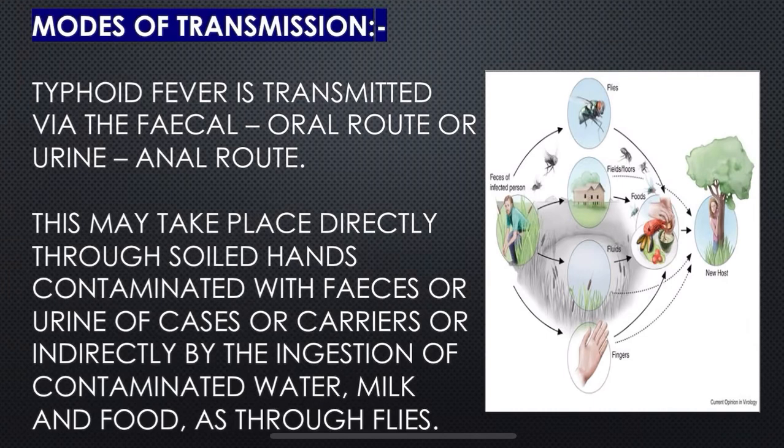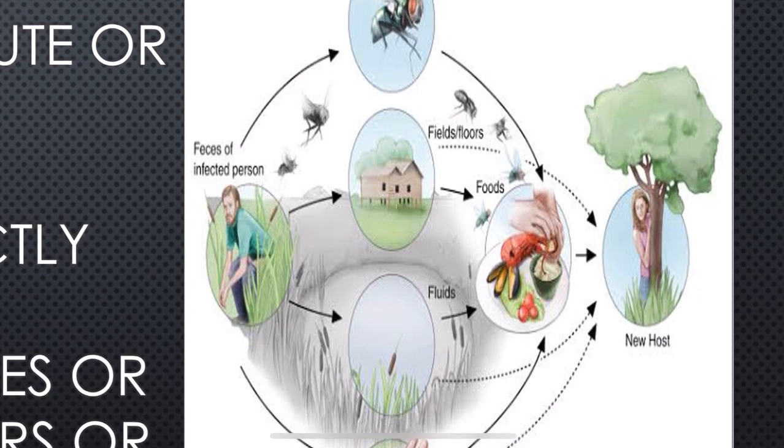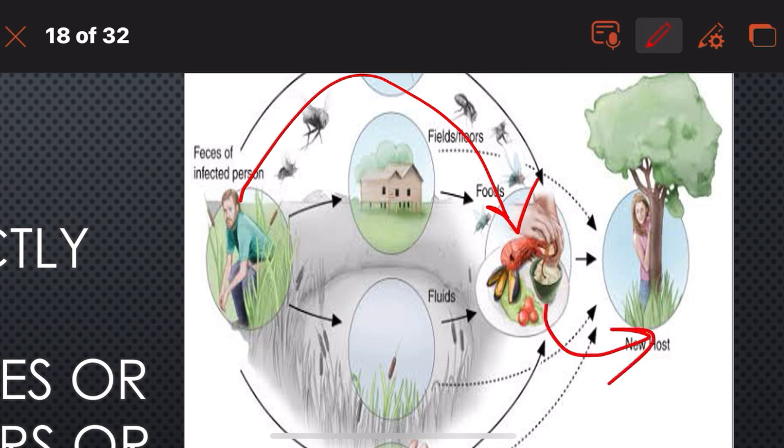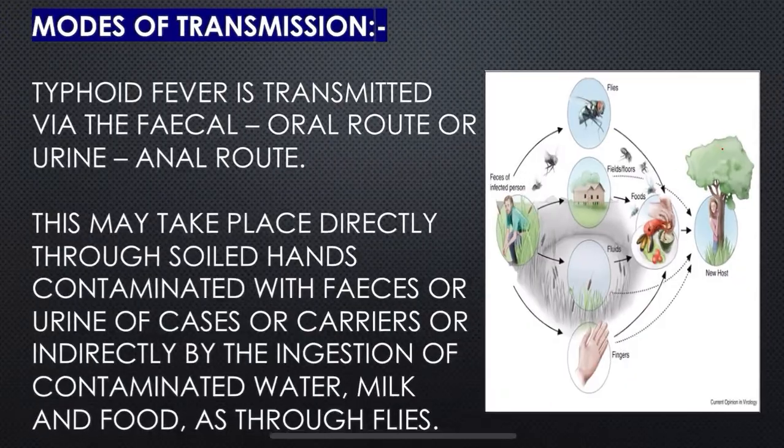The urine of cases or carriers can cause the direct infection, or it can also occur indirectly by the ingestion of contaminated water, contaminated milk and food, as also through flies. So you can see the new host, if she eats food which is contaminated by flies which were on the infected person's stools, they can cause the new infection, and through the fields, flies, fluid, all of these can transmit the infection.